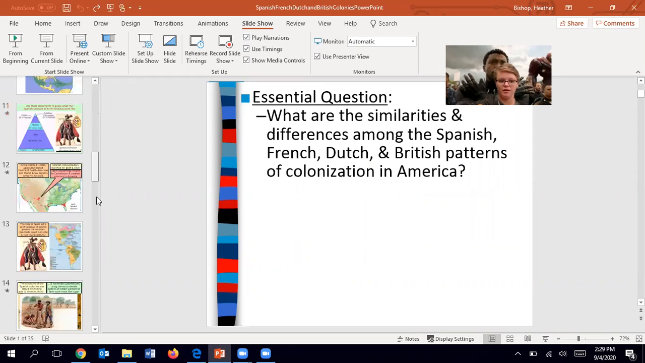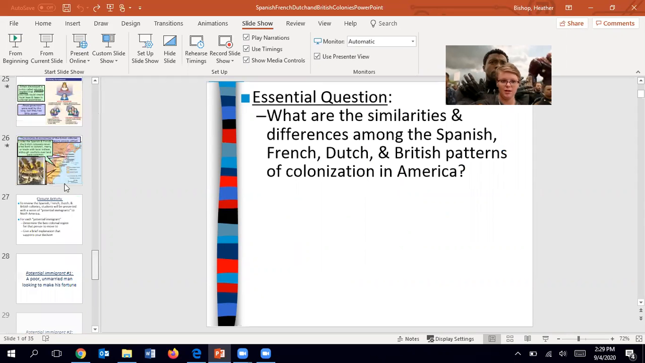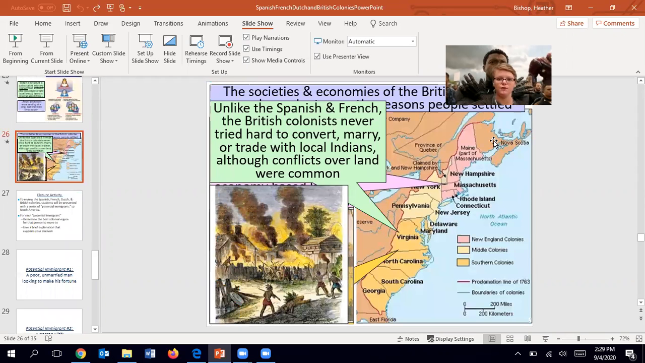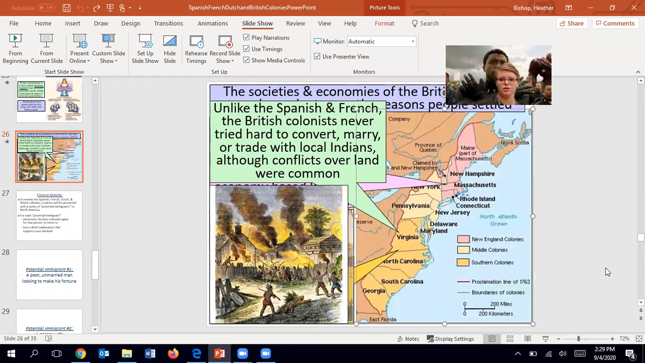Either Thursday or Friday, depending upon which A day or B day, we're going to be talking about the 13 colonies specific to the UK, specifically to England, because these are the ones that are going to eventually form the United States.